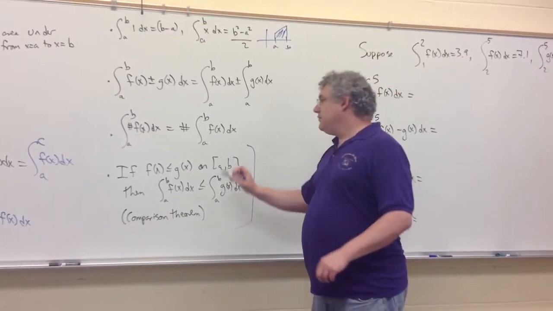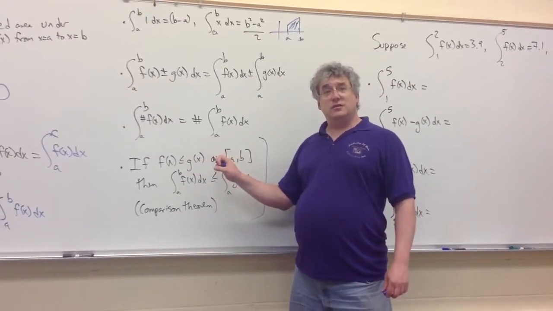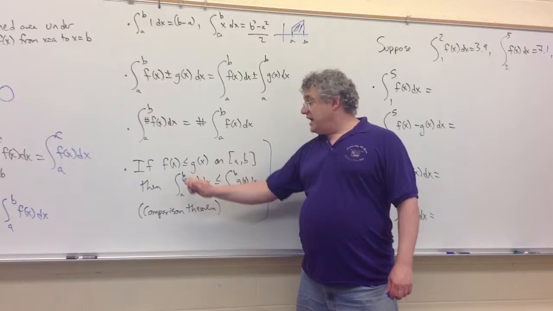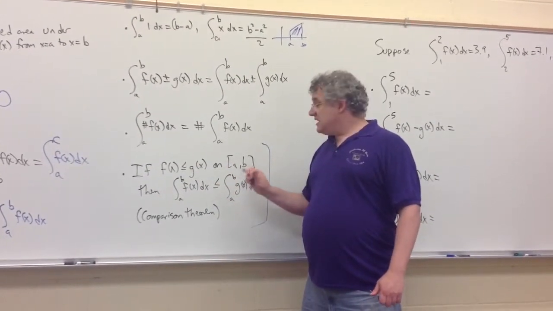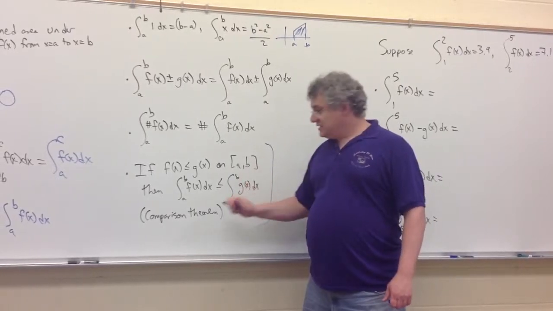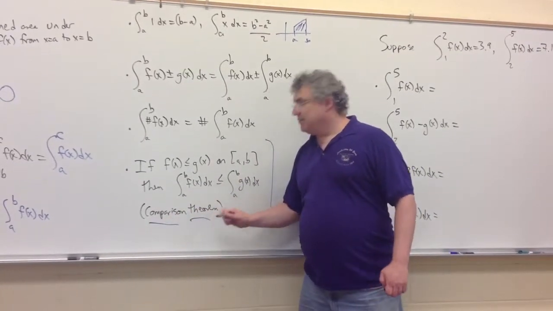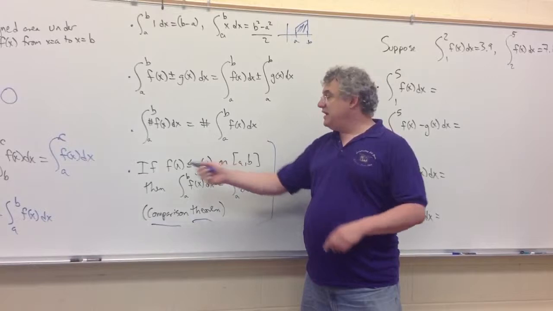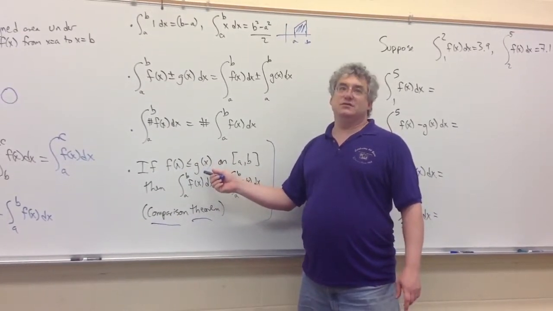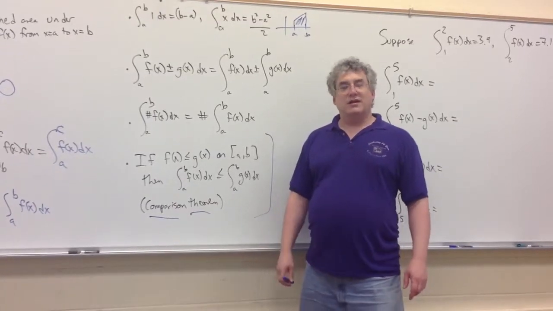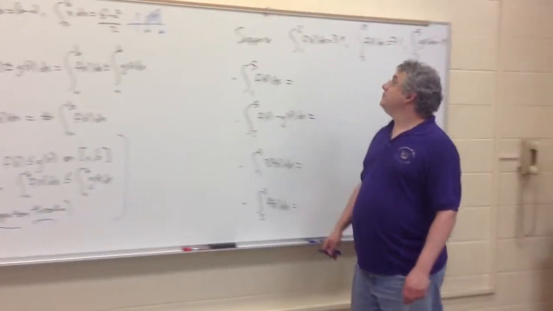It's fairly sensible. If a function is smaller than another function over a certain interval, then the area underneath it is going to be less than the area under the other one. This can be useful for comparing things, hence it's called the comparison theorem. Sometimes you may not know what f is, but you know it's smaller than some other function that's easy to use. That's where this is used. But, on to some examples.